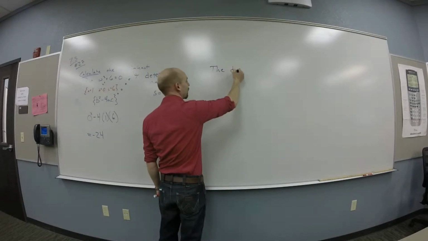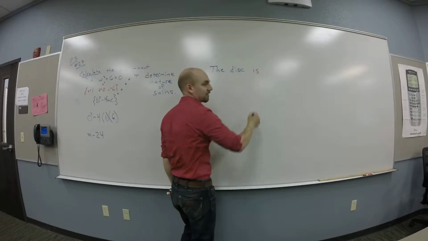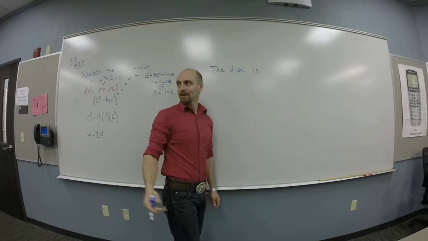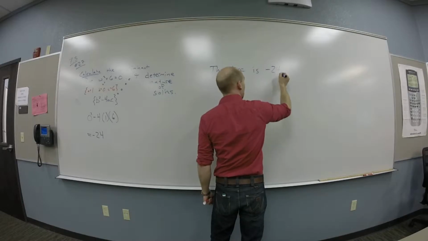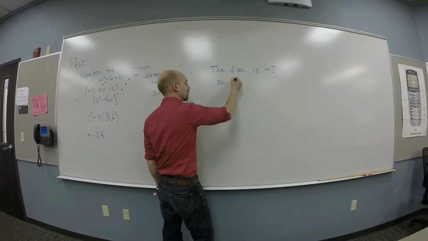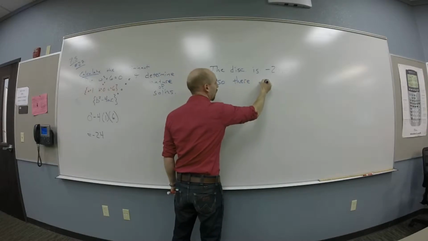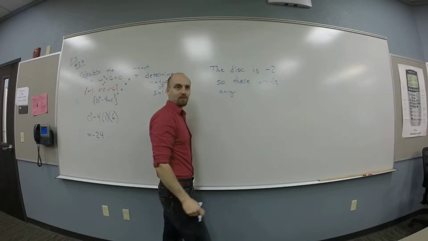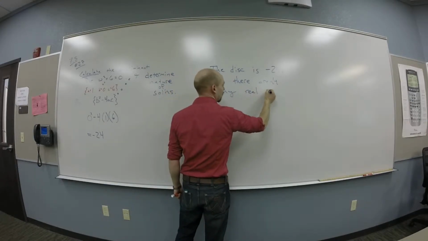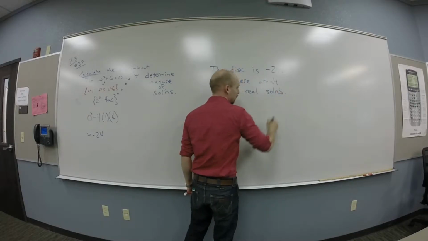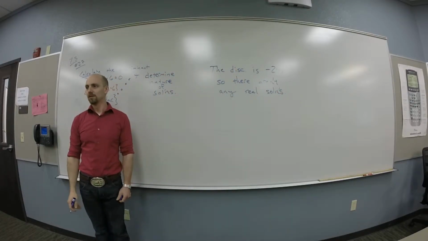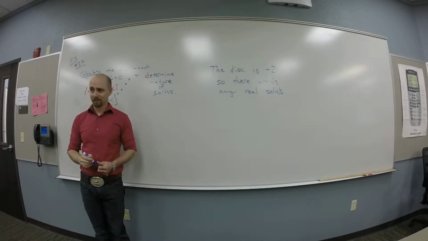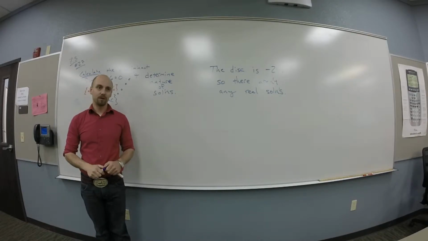So what do you say? The discriminant is negative 24. Therefore, there are no real solutions. There are solutions, they're just not real numbers. There are other numbers, but we've chosen to play in the real numbers, so they aren't in here. Cool? Questions on this? Good.